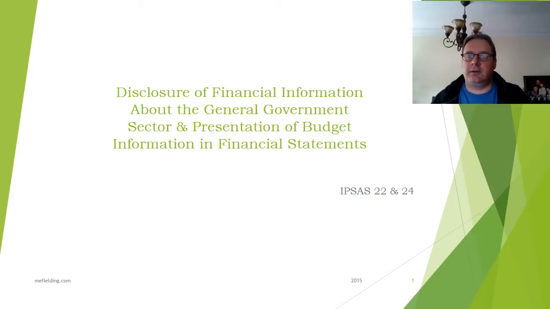We were having a discussion about what was important and what the discussions were going to be as part of an implementation with a client. So we're advising a company on the advice it's going to have to give to the government. And IPSAS 22 and 24 came up. So IPSAS 22 is disclosure of financial information about the general government sector, and IPSAS 24 is presentation of budget information in financial statements. So you've got those two little standards there.